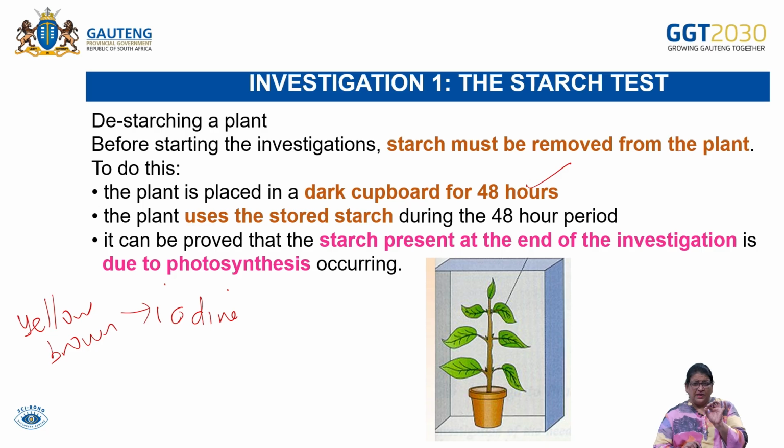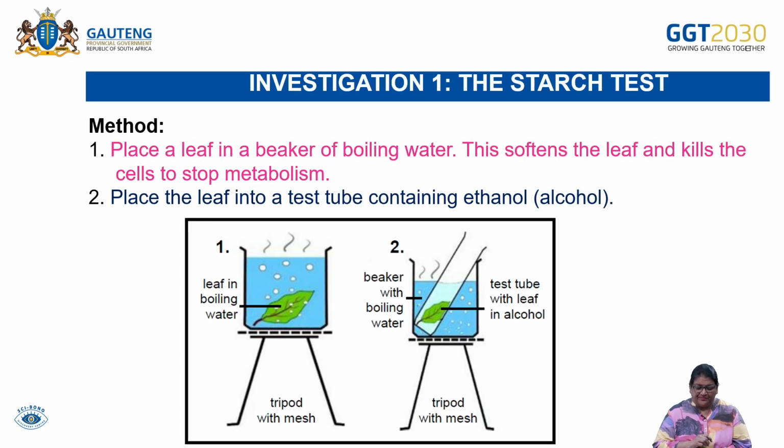Then you can test one leaf. No, this one is showing yellow-brown. I've removed all the starch. Now let me start fresh with my experiment, okay? So you're going to start.